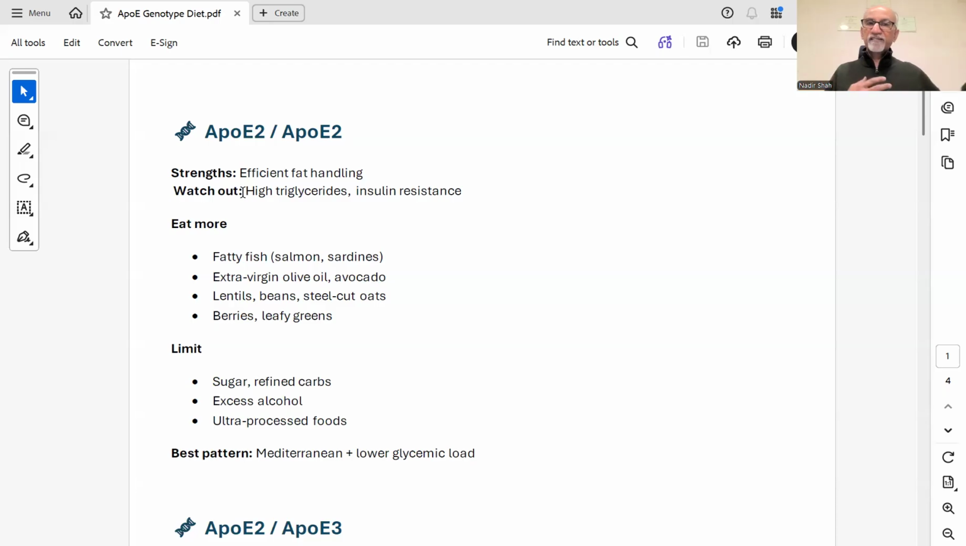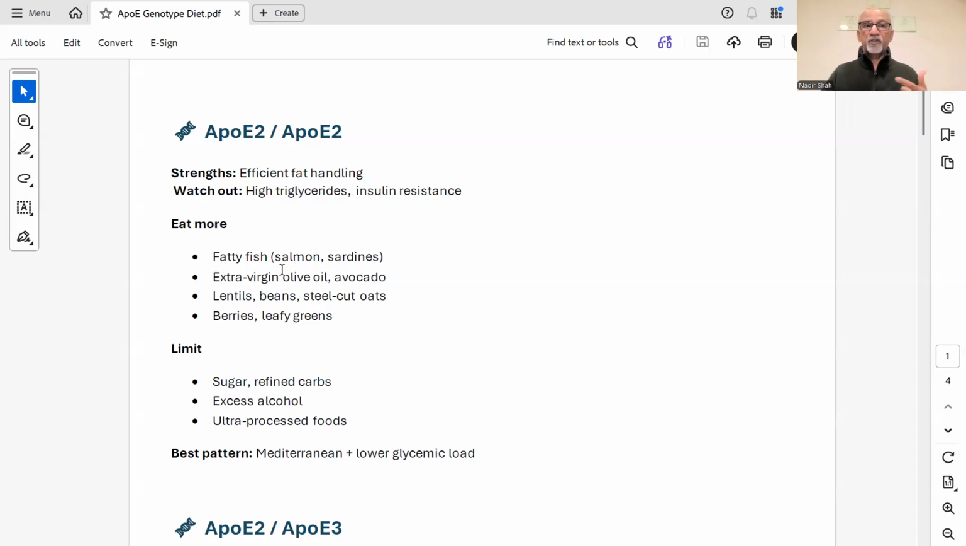Because we have one copy of the gene from mom and one copy from dad, so we are exhibiting both characteristics. But these folks are completely 2-2. So it means that they are very poor handlers of high triglyceride, particularly the carb source, refined carbs and sugar. They need to be very careful about insulin sensitivity, because they tend to get insulin resistance pretty quickly. Now, what are they supposed to eat?